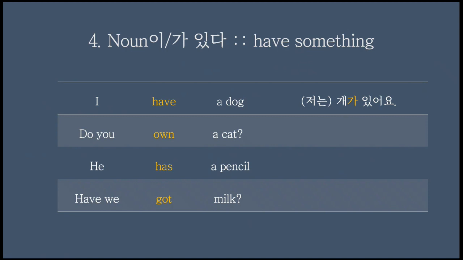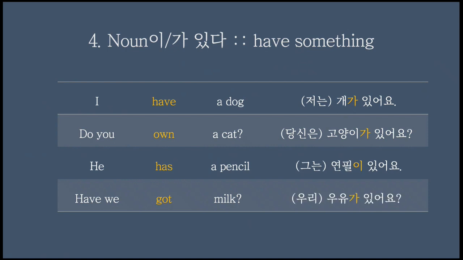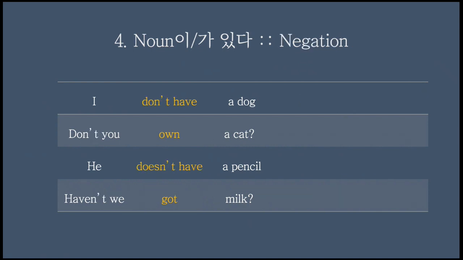자, how about the second one? Do you own a cat? 고양이가 있어요? Number 3, he has a pencil. 연필이 있어요. 연필이 있어요. Do we have milk? 어떻게 말해요? 우유가 있어요? How do we make them into negation?